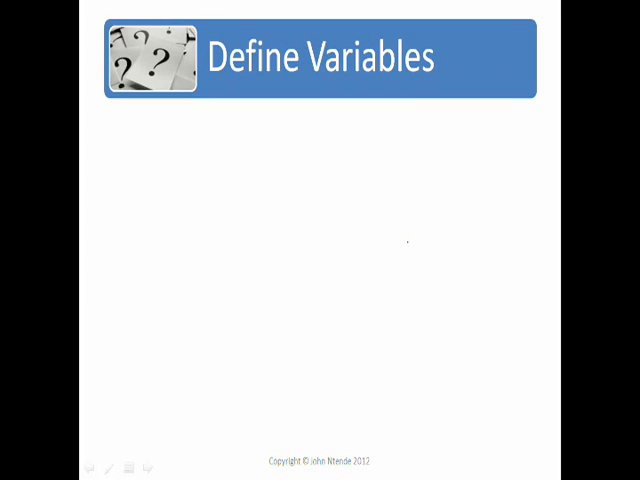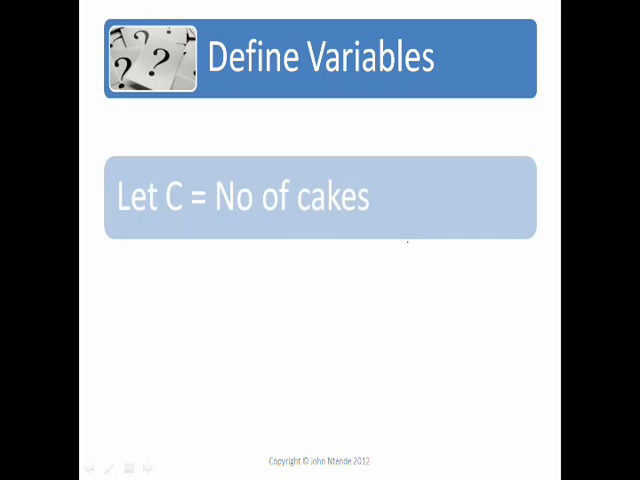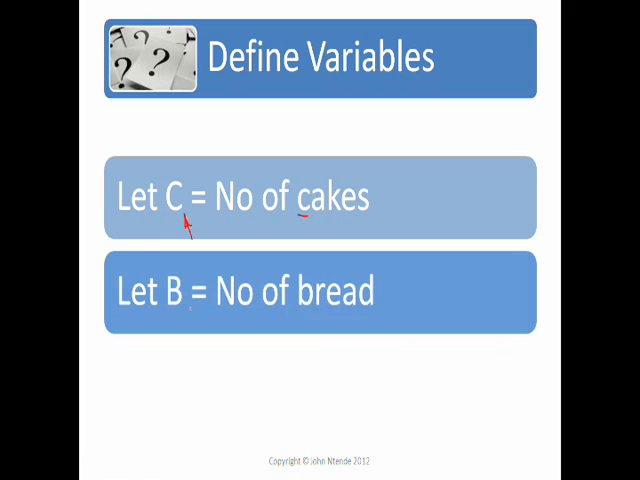Now we said we need to define the variables. The variables are the number of cakes. So you let C equal to the number of cakes. Now this C could be anything else, which is convenient. I'm using C because it's the first letter of cakes. And then you let B equal to the number of bread. So C and B are our two variables which we're trying to find.